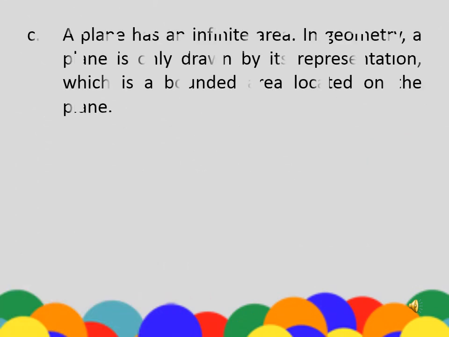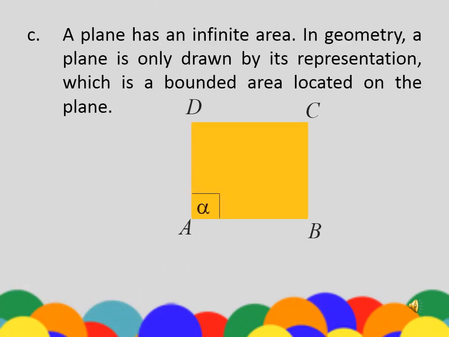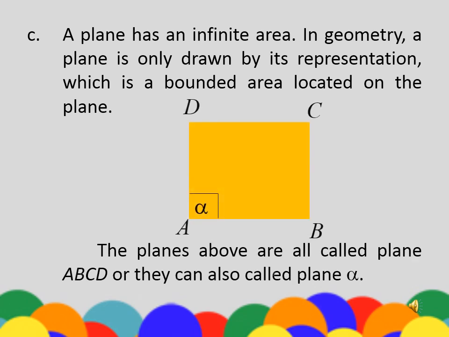C. A plane has an infinite area. In geometry, a plane is only drawn by its representation, which is a bounded area located on the plane. The planes above are all called plane ABCD, or they can also be called plane alpha.